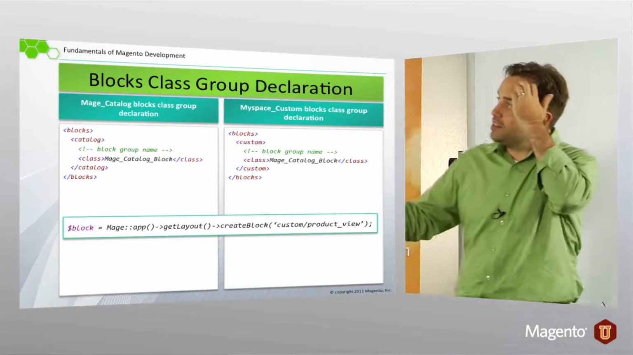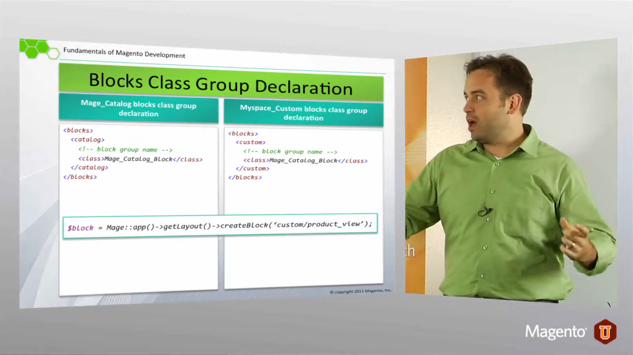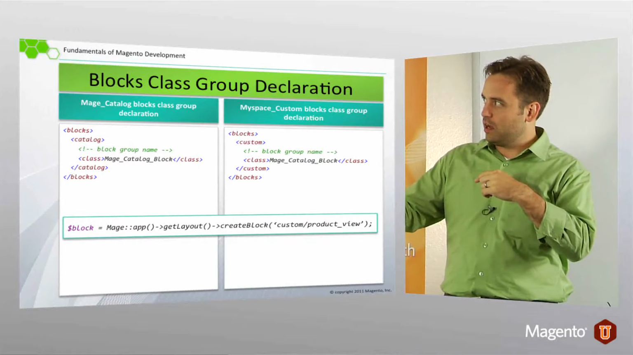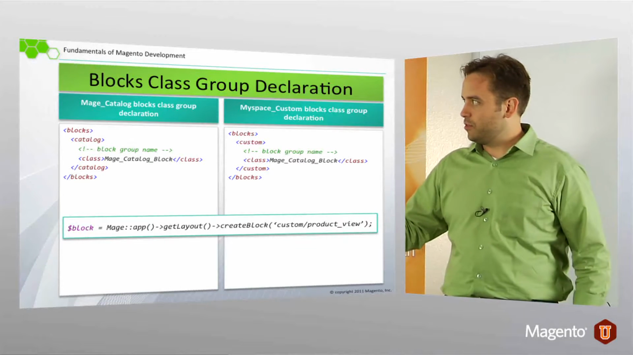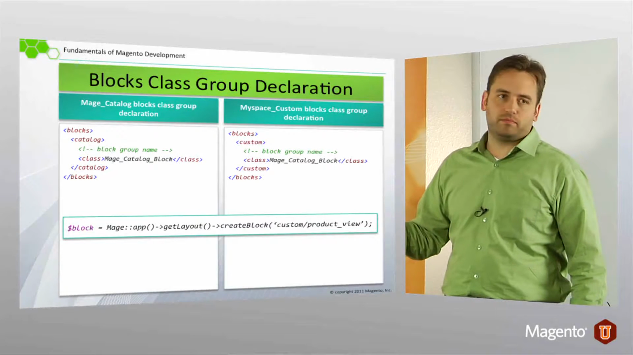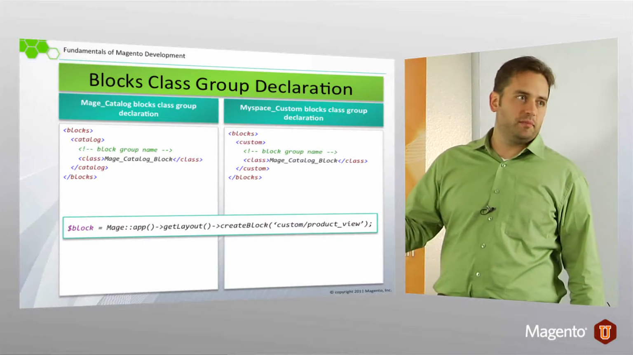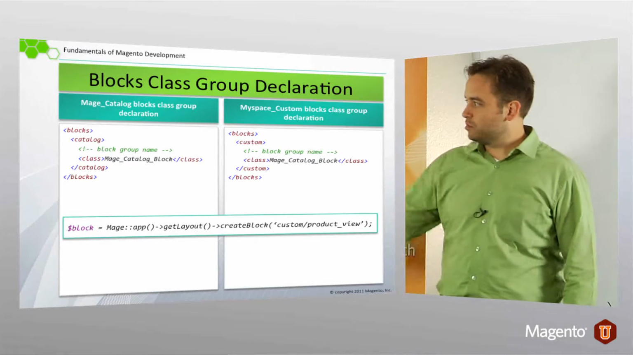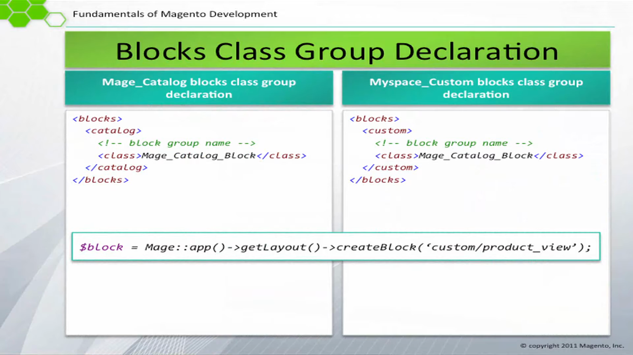You could do this. All this does is if I said create block custom, well, the system would go and look for custom here under config global blocks, look for this class node and see, okay, well, the blocks for this module, I find them in Mage catalog block. That would work. So custom product view in this case would simply bring in Mage catalog block product view. Again, not sure why you would ever do that, but that's sort of the point of the slide, is to show once again that this is just a file path.